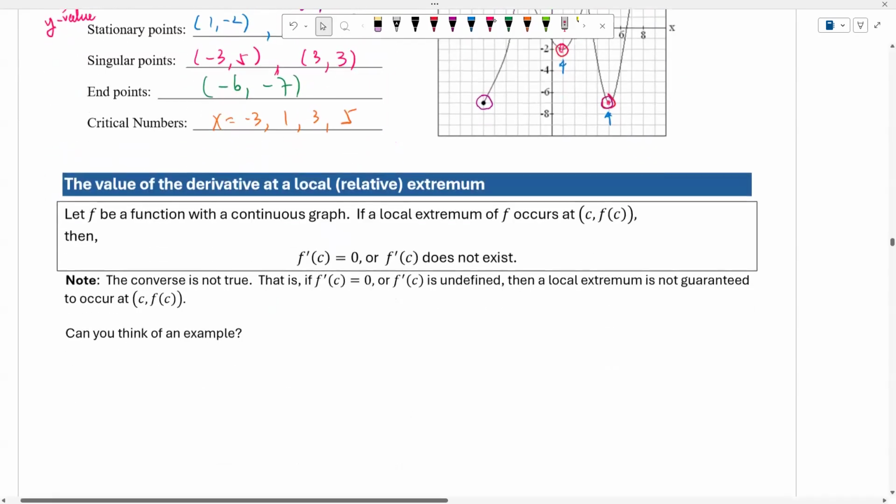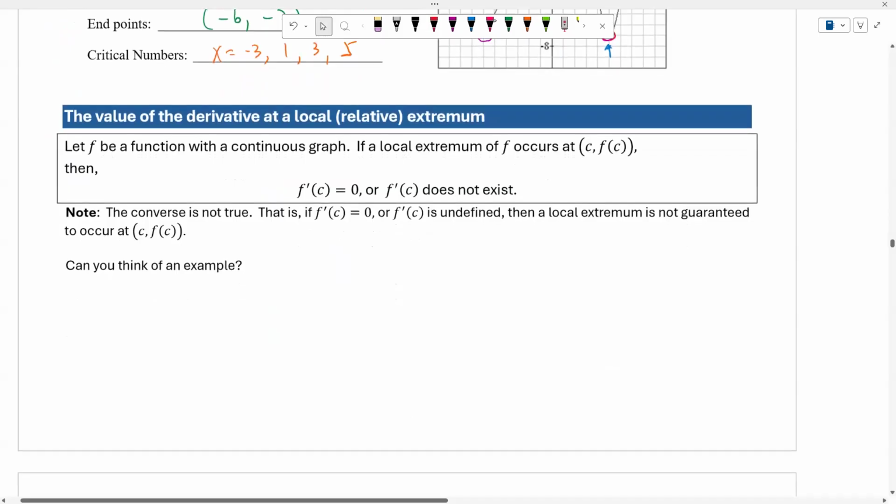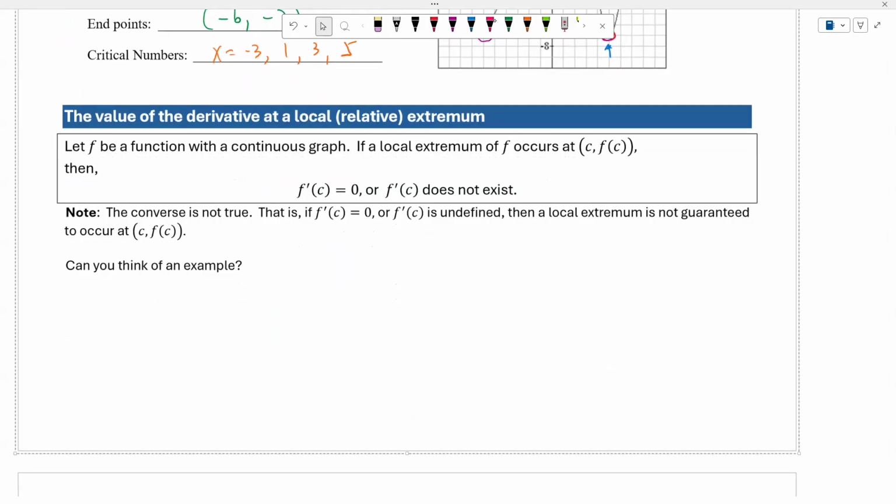Okay. However, the converse is not true. That is, if f prime of c equal to 0 or f prime of c is undefined or does not exist, then a local extremum is not guaranteed to occur at (c, f(c)). Okay. Is there an example to show that?